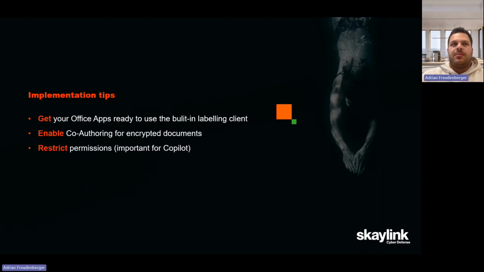Okay, just to finish this up, I've got some implementation tips for you. So first, just get your Office apps ready to use the built-in labeling client. There are a few prerequisites to do this. There was an old technique which is called the Azure Information Protection add-in. This will not be supported in the mid of 2024.